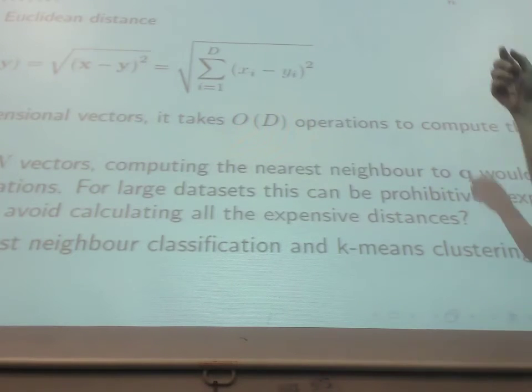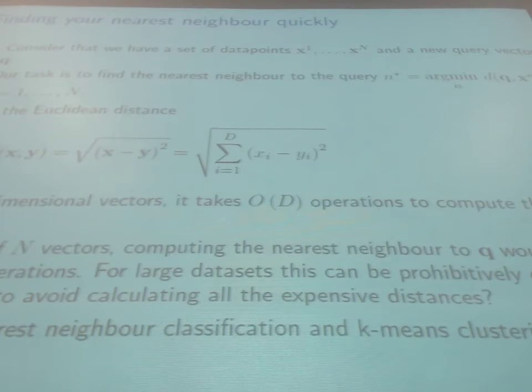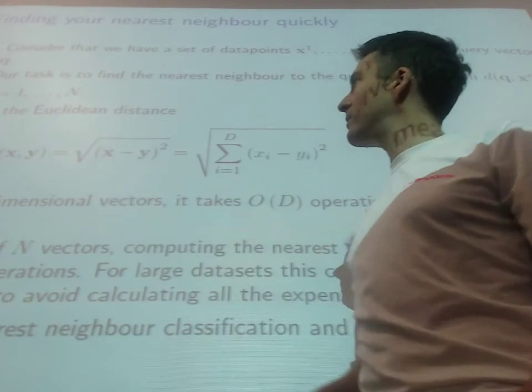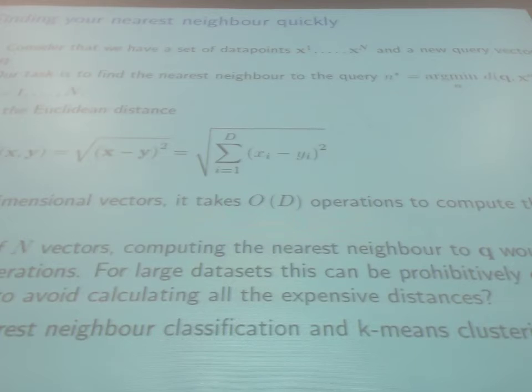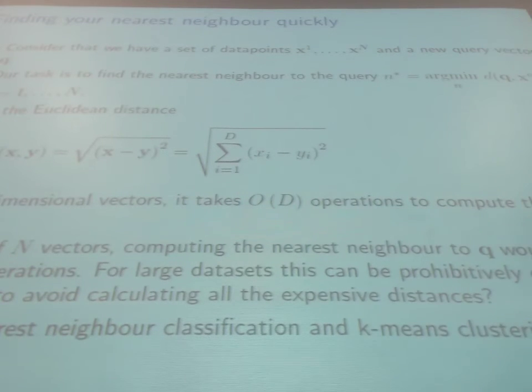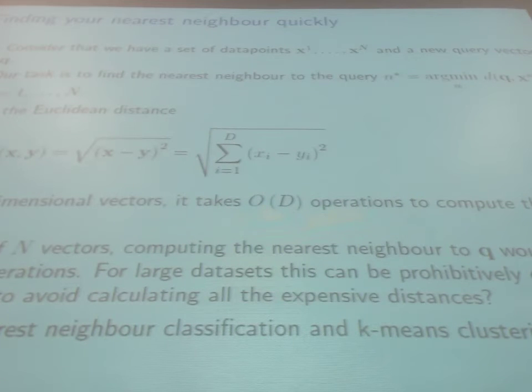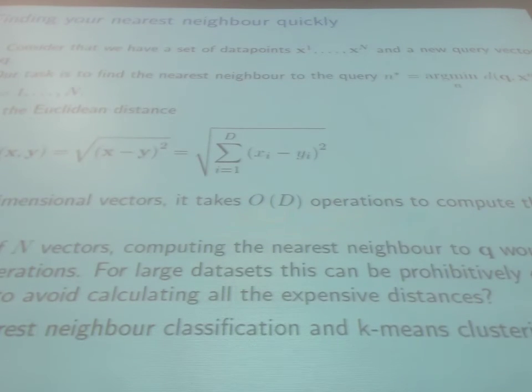the point, the data point n star which is closest to Q. Okay, so for example, you might have this Euclidean distance between two vectors x and y. And in this case, to compute this distance, it takes order d operations. And so this means that for, say, a collection of n vectors, finding the nearest neighbor is going to take roughly order dn operations.